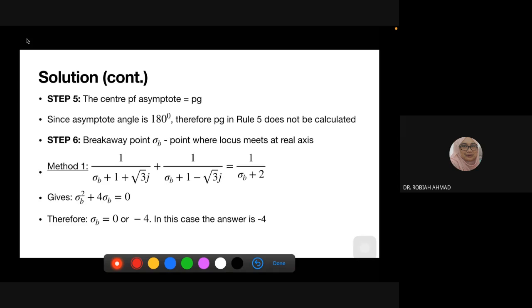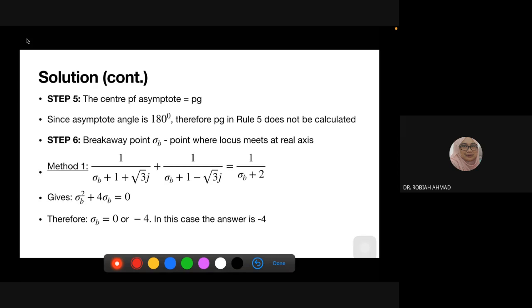Okay, so now the example number 2 is actually I want to show you how to calculate the breakaway point kat sini. So ada dua method. Okay, so the method 1 is 1 over breakaway point minus dia punya formula. Kalau kita tengok asal dia, cuba tengok pada you all punya notes tu.